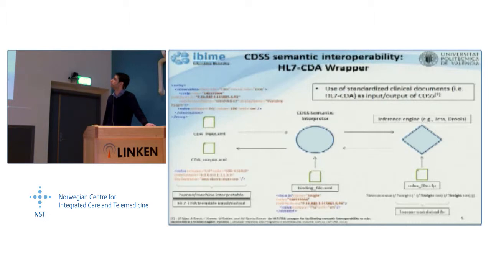So the main workflow here is that the semantic interpreter loaded the CDA input document and, through a binding file, looked for the corresponding attributes that the inference engine needed. In our case, the inference engine was a rules engine, but it could be any type of engine. And after the engine executed the rules, the data was passed back to the semantic interpreter, and this interpreter created a CDA output also following the HL7 CDA template.